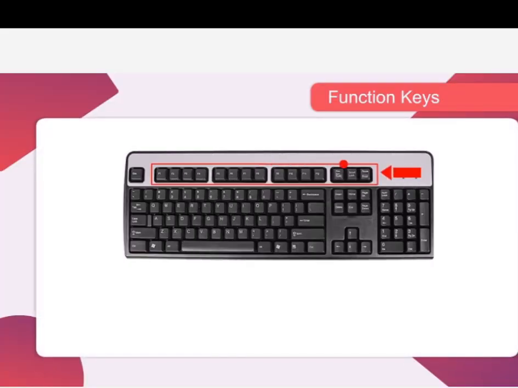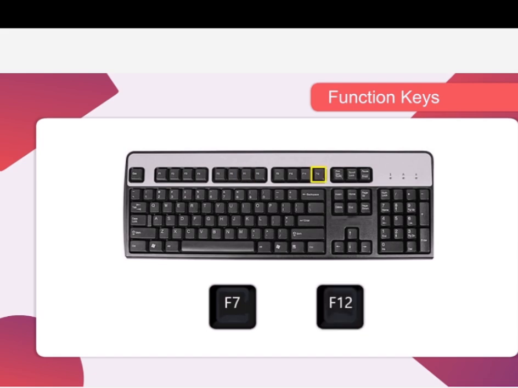Along the top of the keyboard is a row of function keys. Like the Escape key, each of these keys has certain functions that vary with different programs. For example, in Microsoft Word, the F7 key opens up the spelling and grammar check option. In the same program, the F12 key saves an open document. It is almost universal in computer programs for the F1 key to be used to open a help menu.